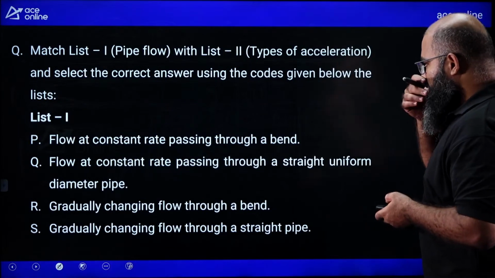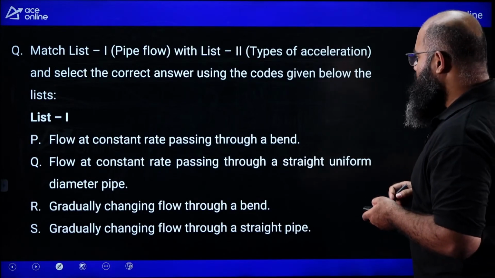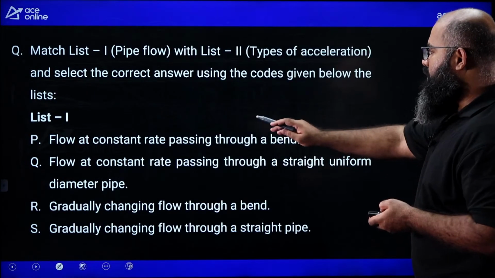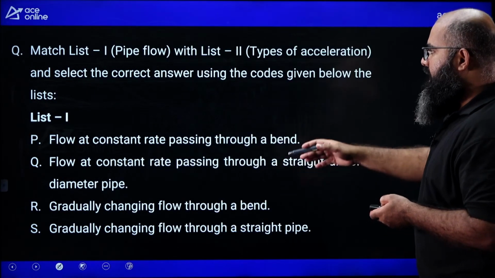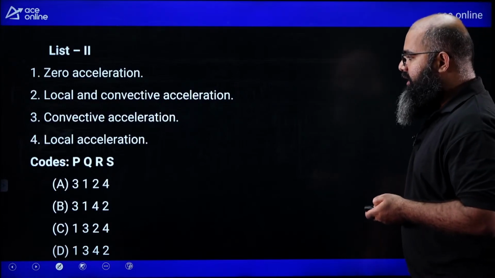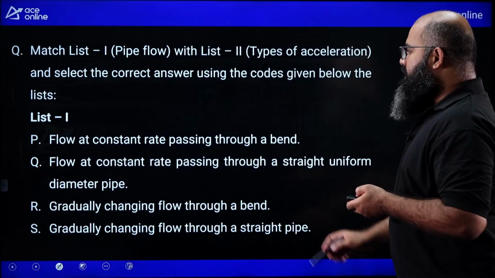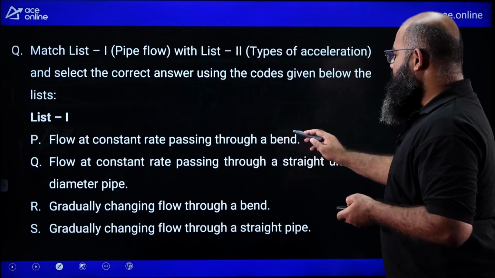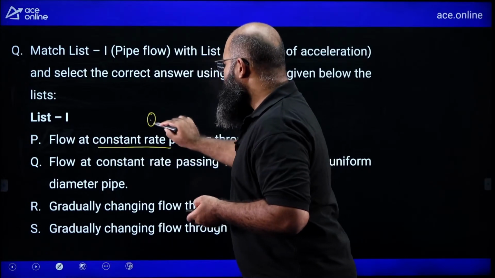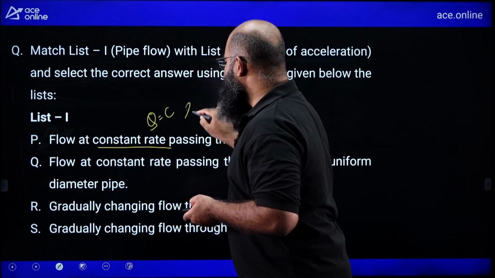Moving further, match list 1 with list 2. List 2 is present over here. Now you see, list 1 is talking about different types of flow and list 2 is talking about the corresponding accelerations you are going to have. If you look at the first one, P, flow at a constant rate passing through a bend. Now he is saying constant rate means Q is equal to constant, which implies you are going to have a steady flow.